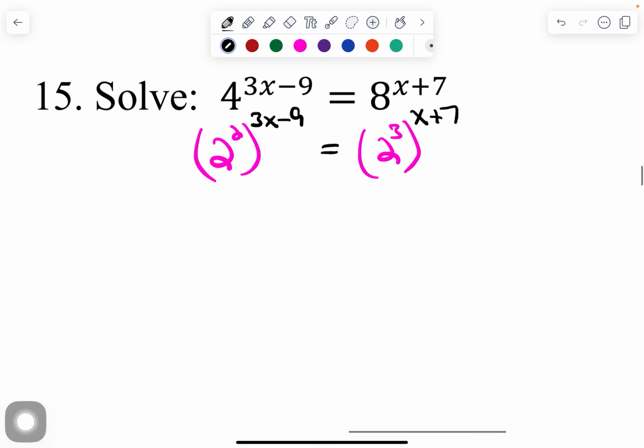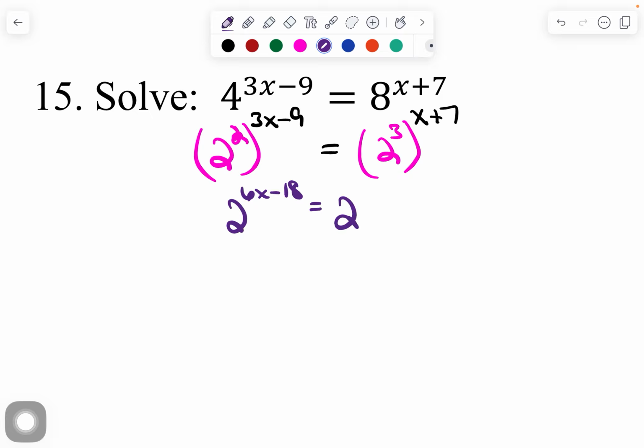Now, I write huge, so let me kind of zoom in here. So we've got 2 to the second there. A little bit of a power rule. We're going to take this power times that power. So this is going to be 2 to the 6x minus 18. Fully distribute the 2. And then 2 to the 3x plus 21.